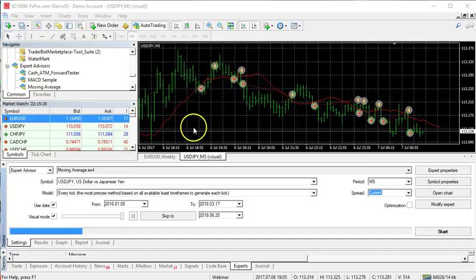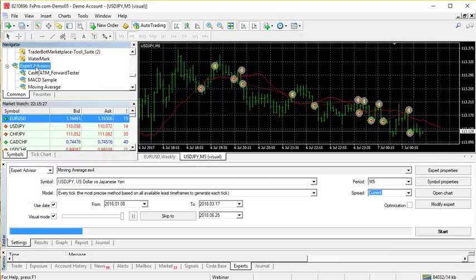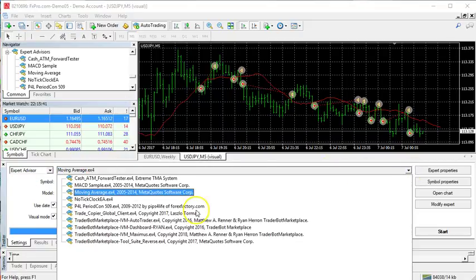This is a strategy tester on MT4. Here's how it works. You get an EA. There's a ton of EAs out there. I mean, most of them are no good, but you can get an EA. We're going to test a moving average crossover. So we'll open up our strategy tester here, go down to Expert Advisor, and then click on what we want. I'm going to test this one right here.